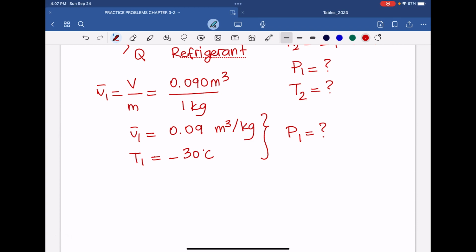Knowing this is a refrigerant, I need to look at the refrigerant tables. What I would do is first look at saturated refrigerant tables. And at that temperature, where is my specific volume located? Is it in between VF and VG? Let's see.